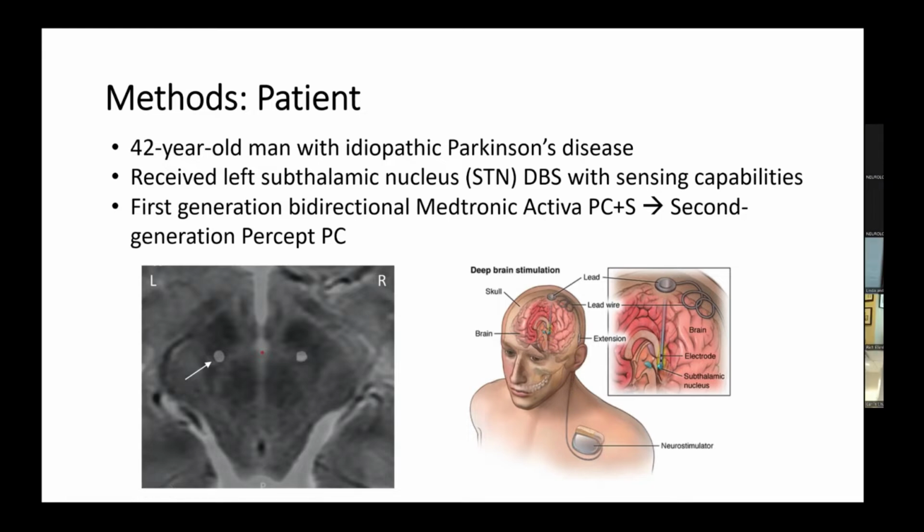He was initially implanted with the bidirectional Medtronic Activa PC+S, and when this was at end of life, this implantable pulse generator was replaced with the second generation Percept PC. We can see a schematic of what was changed here. The implantable pulse generator was the only thing that was changed. All of his brain leads as well as stimulation parameters were kept the same. So we have a control between the first and second generation device.